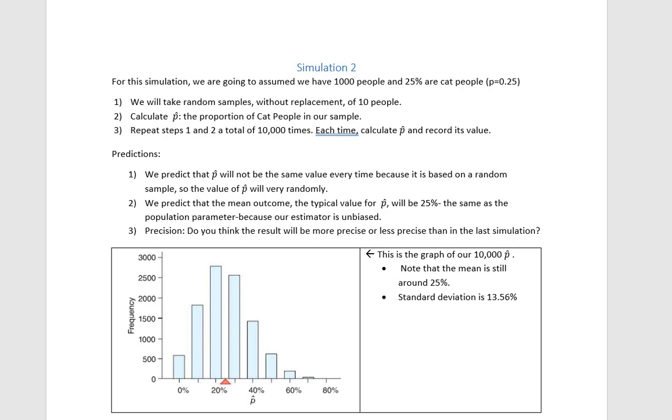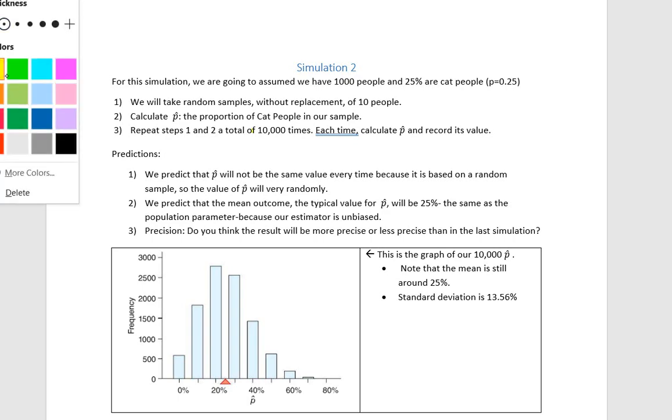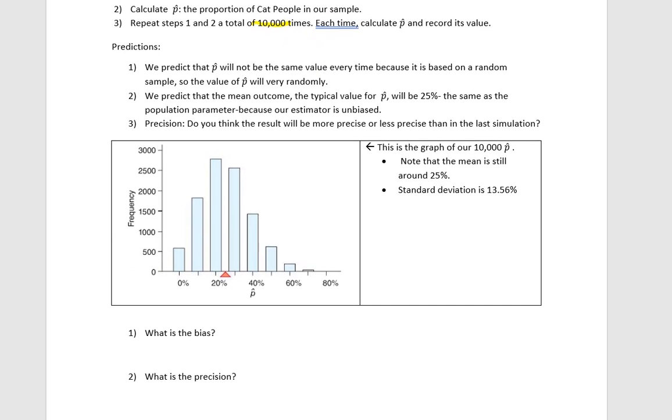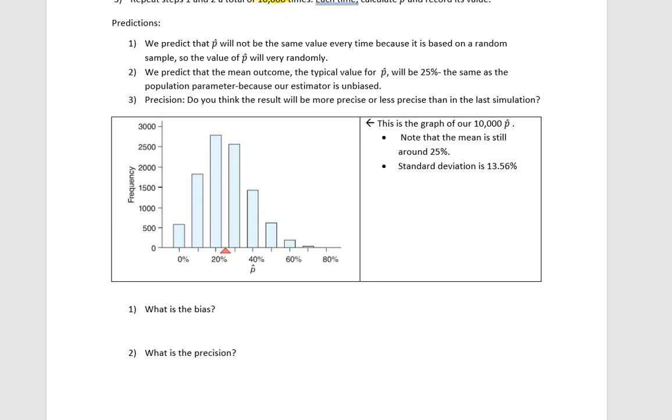Instead, we're going to have a computer program randomly take samples of 10 people. It's going to calculate the sample proportion, that means the proportion of people that are cat people in our sample. And we are going to repeat this 10,000 times. So that's going to give us the sampling distribution below.